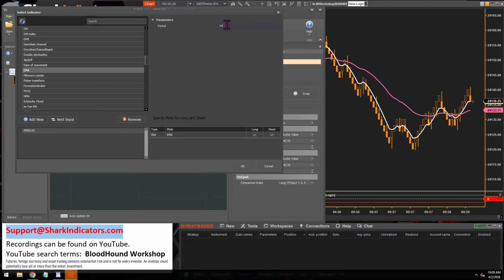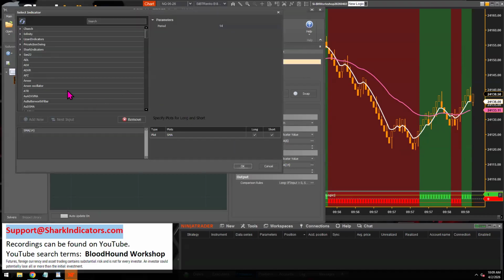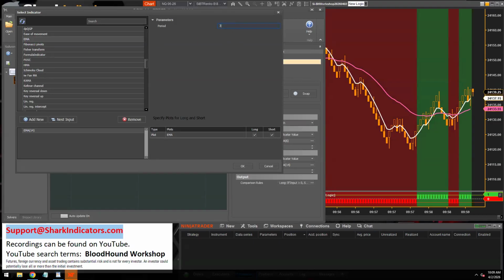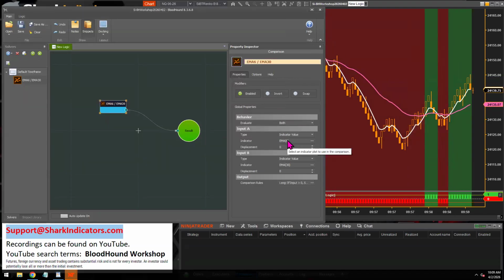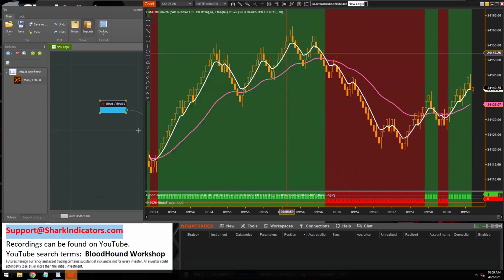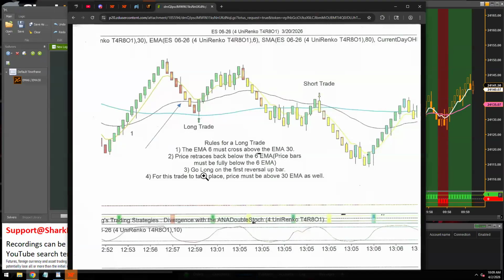All right, there we go. Put in the 6 period. And there we go. Same thing for input B. Let's open up the indicator. And HMA, there's the EMA. All right, put in the 30 period. All right, is the 6 above or below the 30? And there we have it. All right, pretty straightforward. And so let's move on to the next rule here.